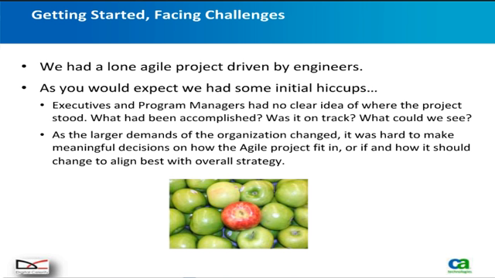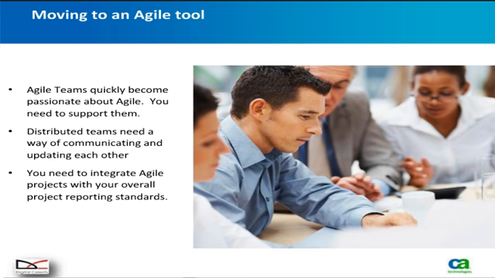Okay. So at what point did the team determine it needed to move to an Agile tool or a different Agile tool? What were the issues that came up that required a different tool and new capabilities? And what were the problems that tool resolved?